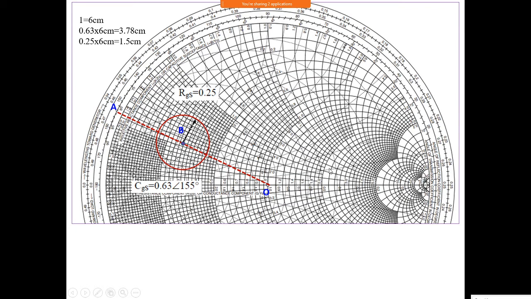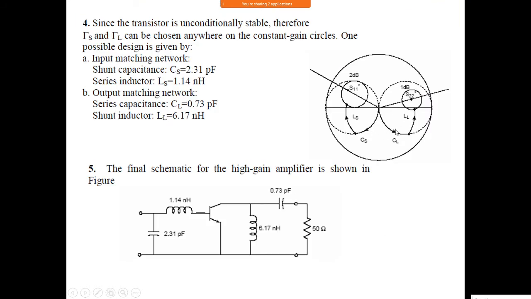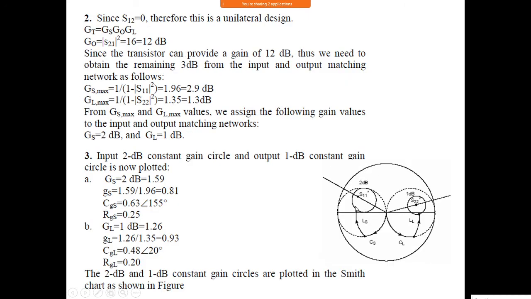You will be getting the circle somewhere. Actually, that is like this. You see here, this is the one. This is the 2 dB circle, it will be like this. This is the 1 dB circle for the load impedance ZL. You can take any value over this load circle. GL is equal to 1 dB. If you take any value ZL over this, that gives the gain equal to 1 dB.